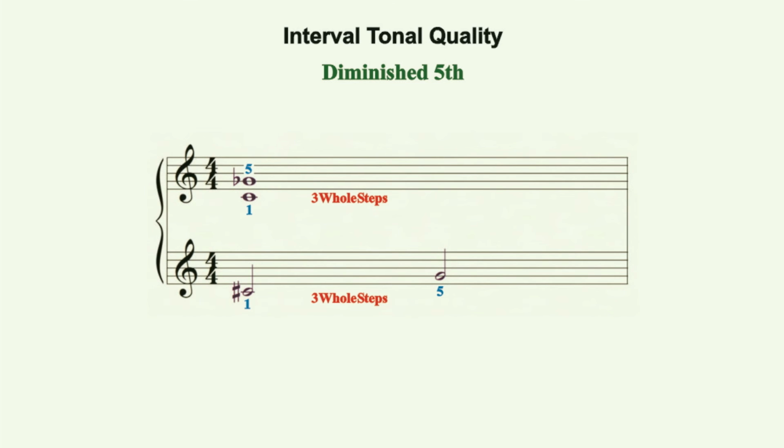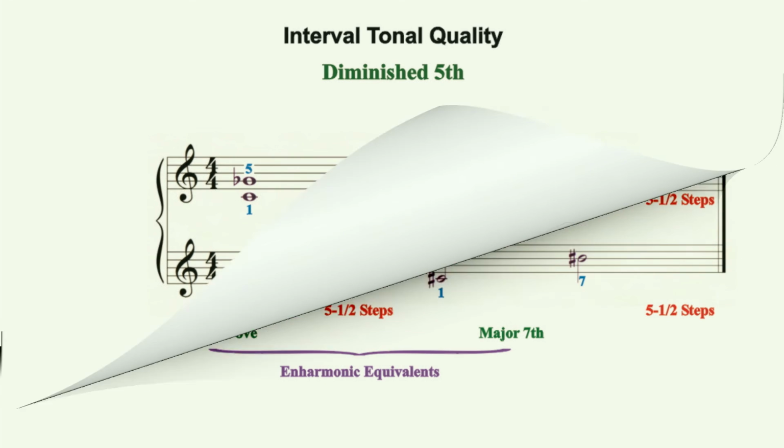This interval is quite dissonant and so difficult to sight-sing that the early church composers named it the devil's tone. Look at the specific pitch distance between the two notes of a diminished fifth. 3 whole steps, since the G flat is equivalent to an F sharp, or what is called a tritone.